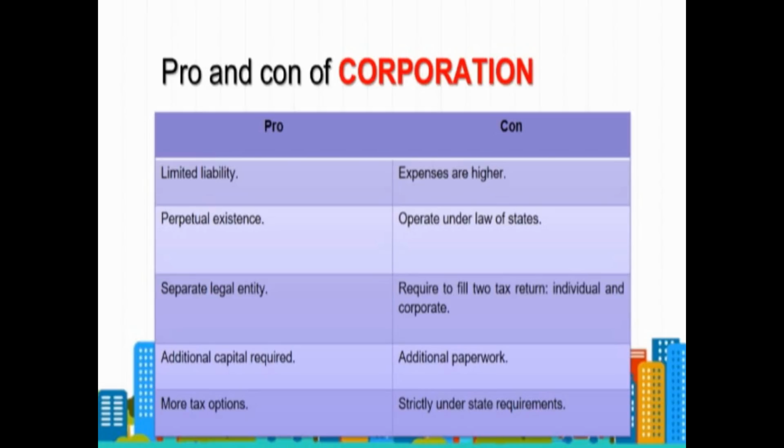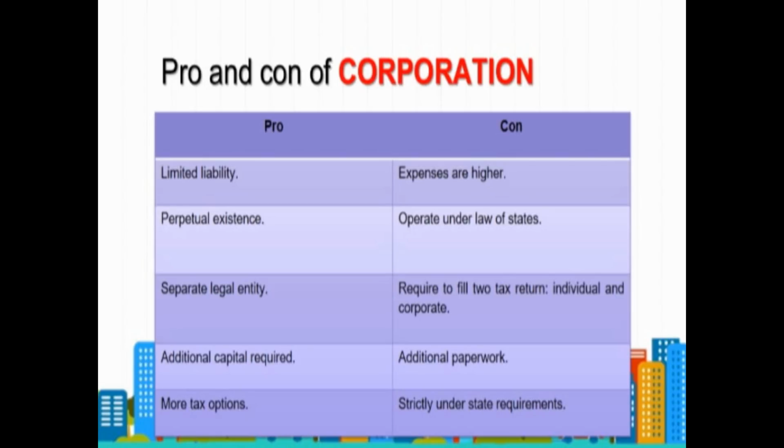Okay, and then the second one is perpetual existence. So kenapa kita kata perpetual existence kat sini? Okay, sebab kalau kita dah buat corporation, kita nak dissolve, it's very, kita kata it's not easy, it's not an easy task. So that's why kita kata dia akan berada lama lah. Maksudnya dia akan berada lama dalam market tu lah. And then separate legal entity, maksudnya they separatekan between personal and business.